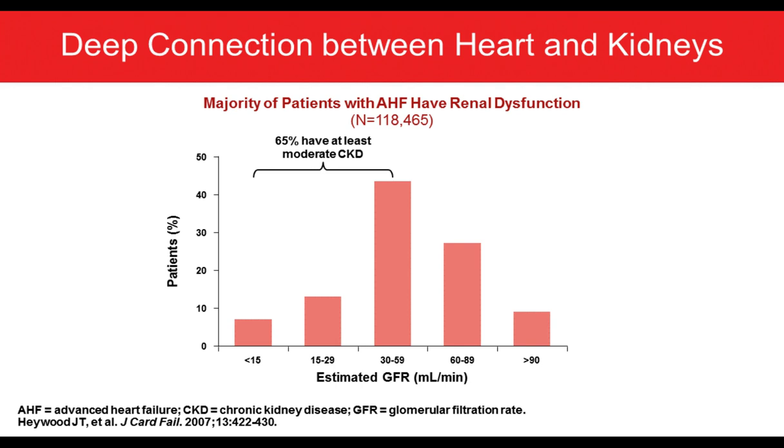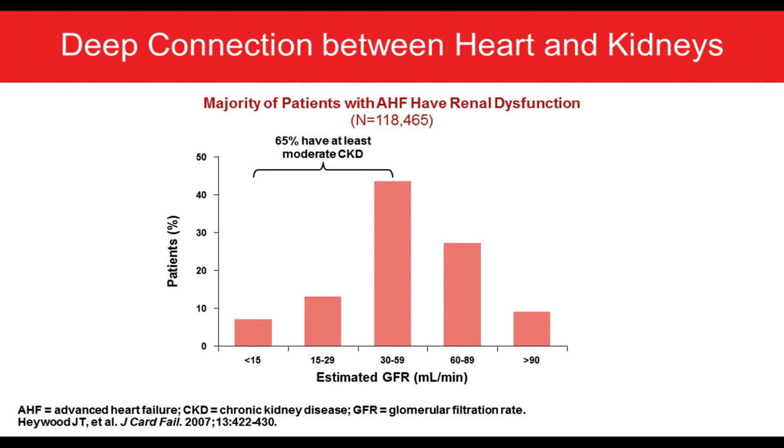So as you can see in this slide, only 10% of patients had normal kidney function, as seen by GFR above 90 ml per minute. But the rest, 90% of the patients, had reduced kidney function. And you see the majority of patients, about 65%, had at least moderate kidney disease because their kidney function was below 60 ml per minute.